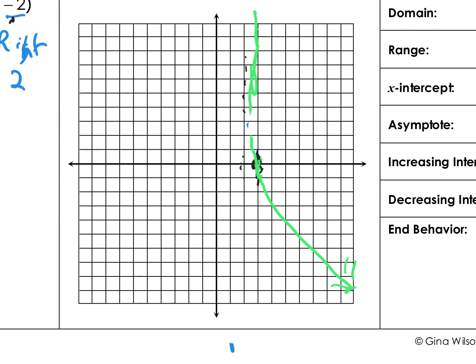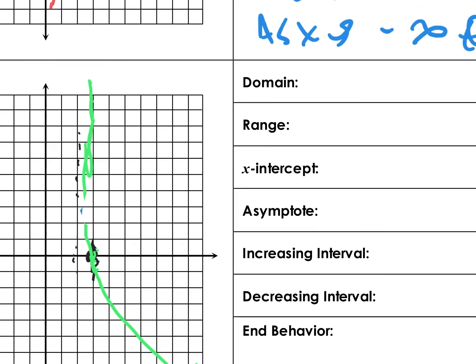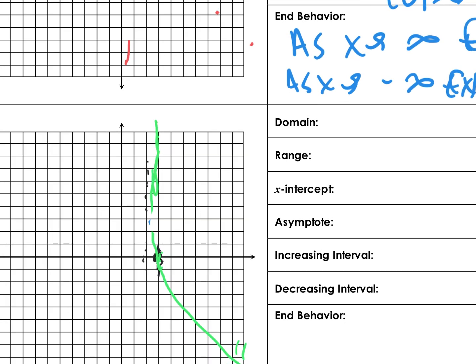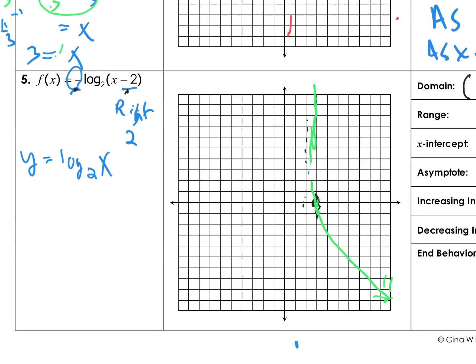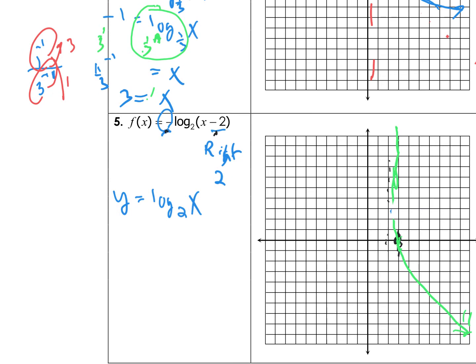We will still have to answer the basic questions, the domain. This time, the vertical asymptote changed from 0 to 2 because it shifted right, so it's 2 to infinity. The range is still all real numbers. The x-intercept, did I actually calculate that? I haven't, and it shifted.